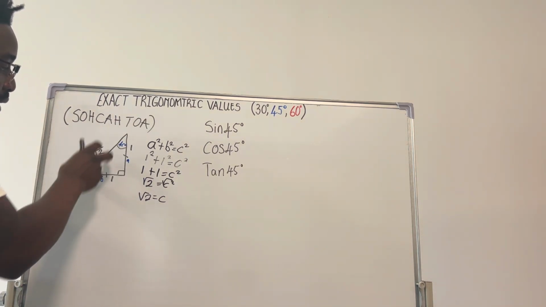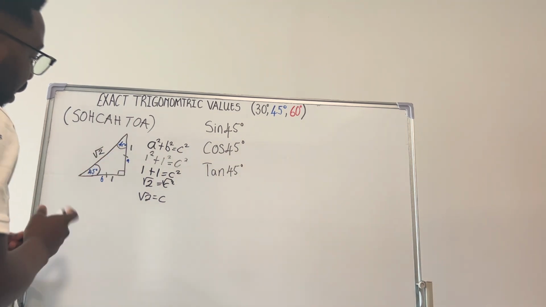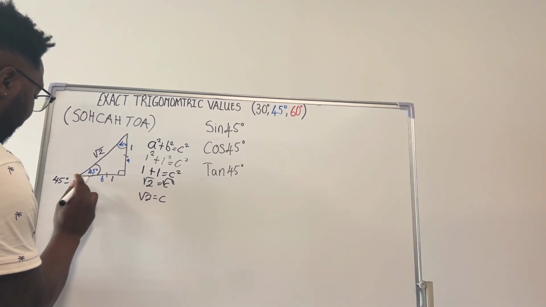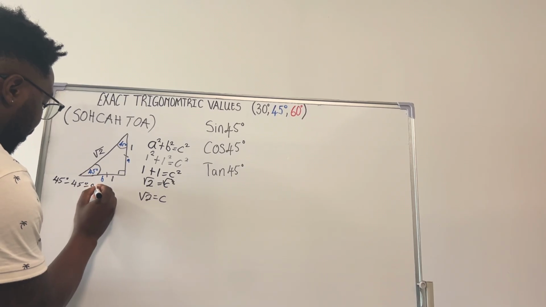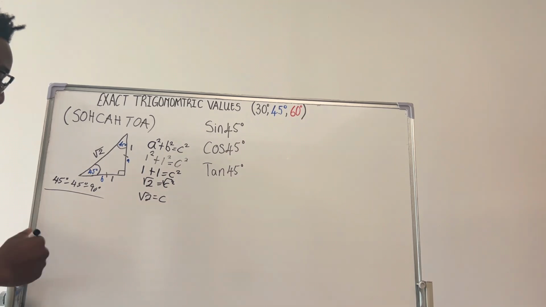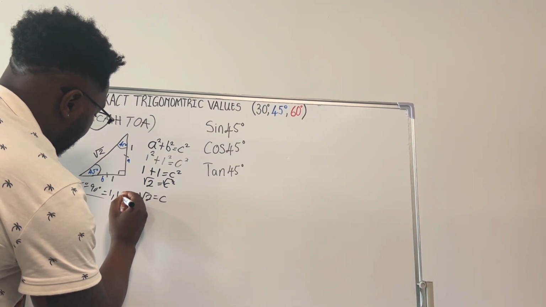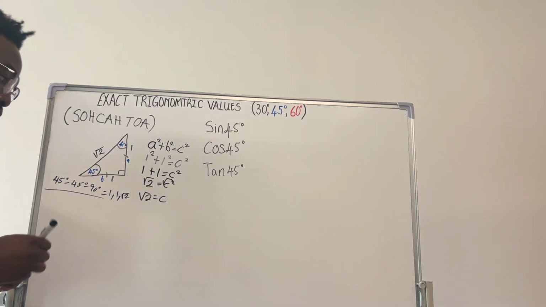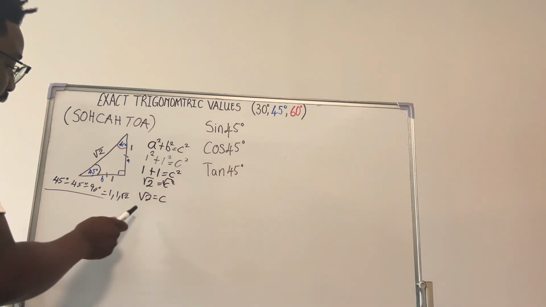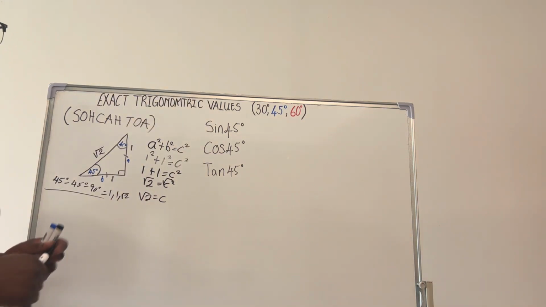And this here is a special triangle. We call it the 45, 45, 90 triangle, and the sides are 1, 1, and the square root of 2. So this is our first triangle that we are going to find the exact values of.